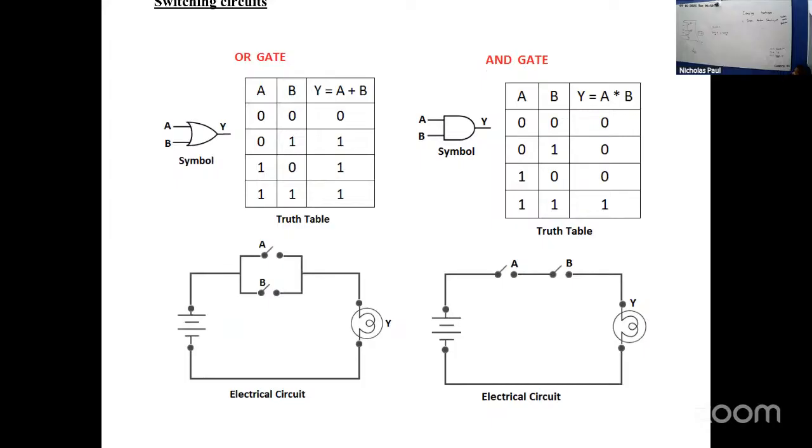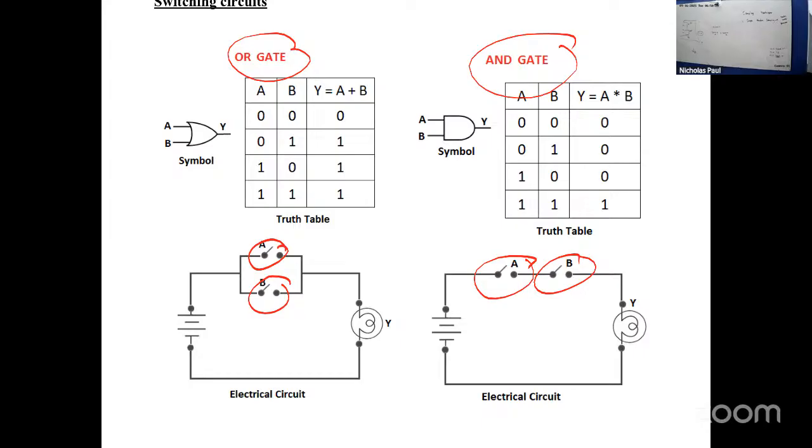Switching circuits are real simple, right? Sometimes in applied maths or in maths, you want to represent logic gates using actual electric circuits. So what they recognize is that if you have switches in parallel, it behaves like an OR gate. If you have switches in series, they behave like an AND gate. Think about it, right? For the AND gate.